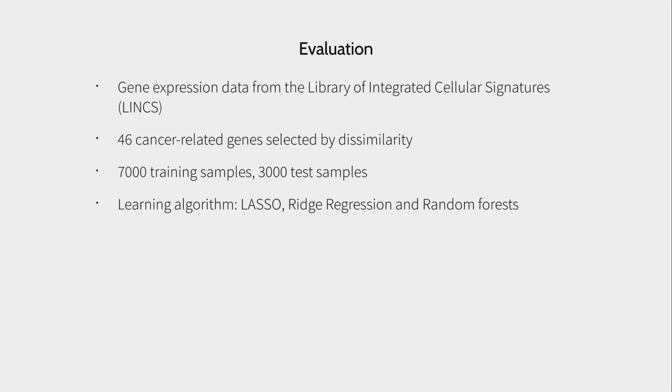We used 7,000 samples in our training set and 3,000 test samples, and we considered 3 learning algorithms: lasso, ridge regression, and random forest. It's also worth noting that for the relational features, we learned 1,024 of them. And the same thing for the Morgan fingerprints. We use 1,024 Morgan fingerprints in our evaluation.